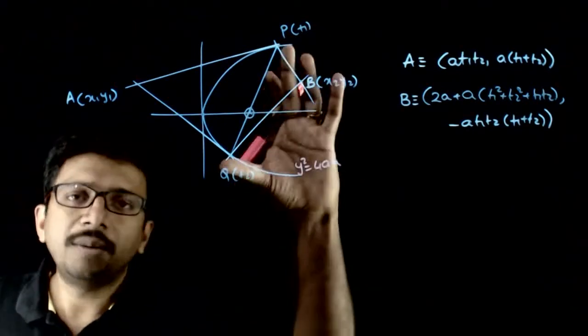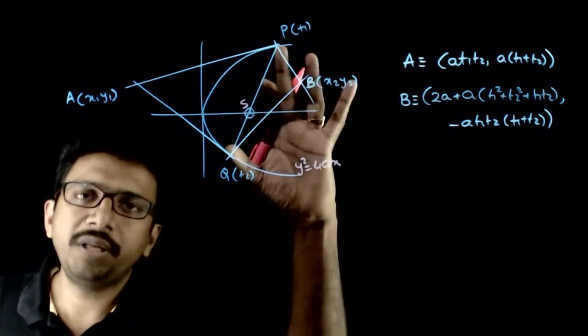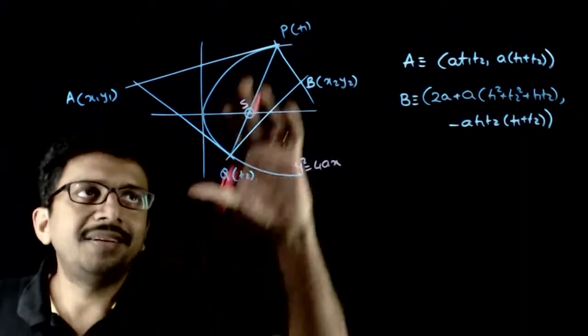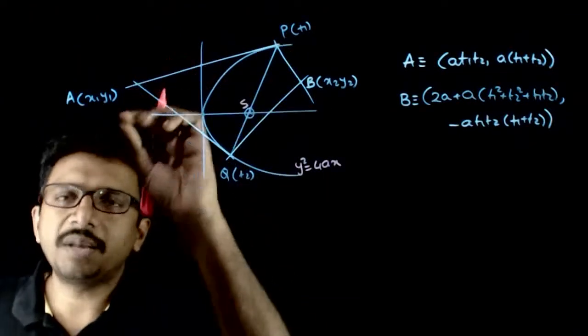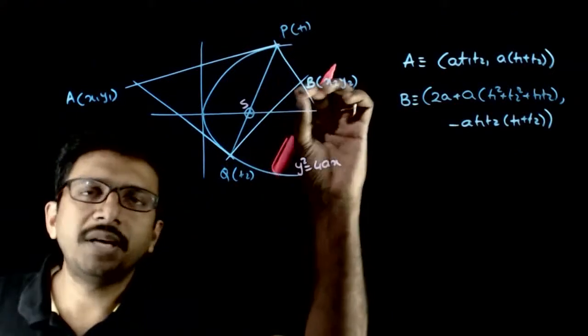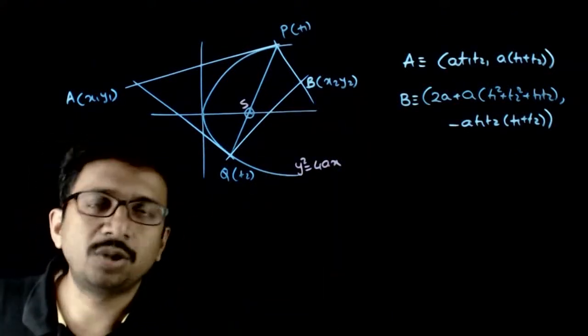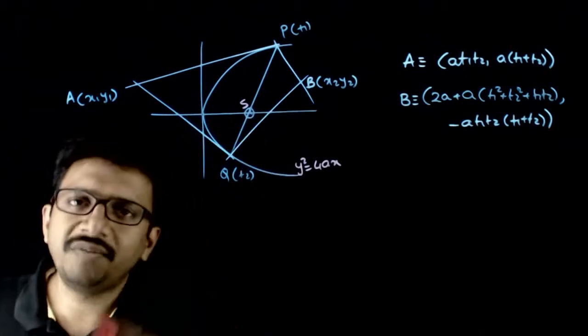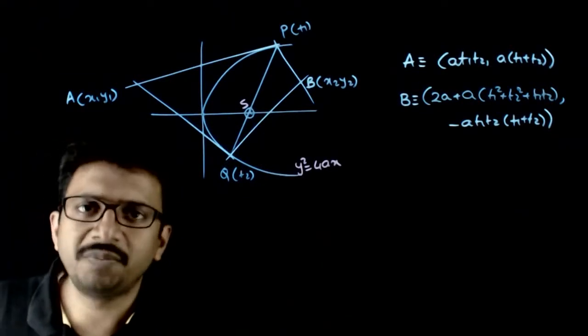You're given a parabola y squared equals 4ax, and PQ is a focal chord. The tangents at P and Q meet at a point (x1, y1), and the normals at P and Q meet at a point (x2, y2). If that is so, what is the relation between these coordinates? Is there any relation between these coordinates?